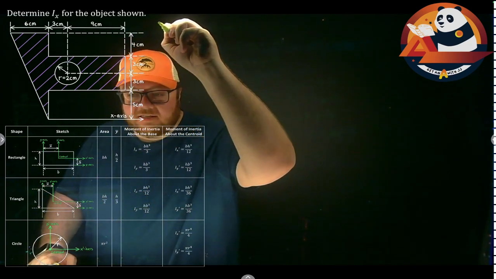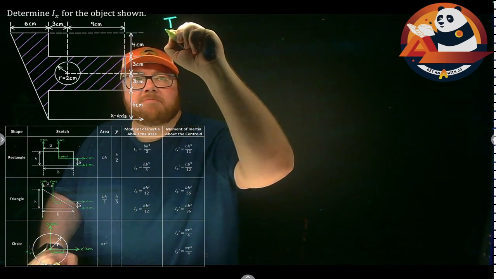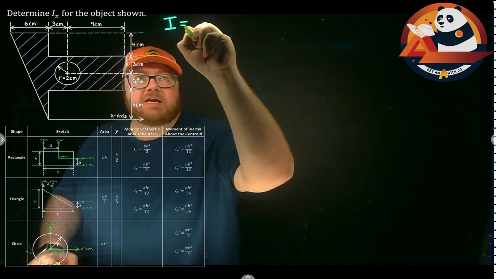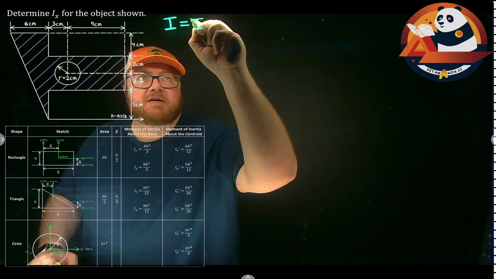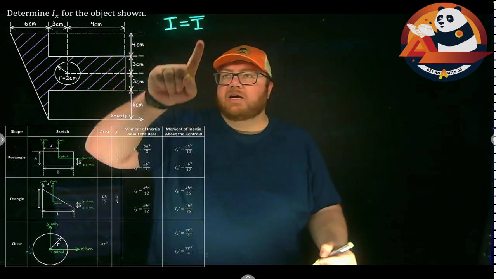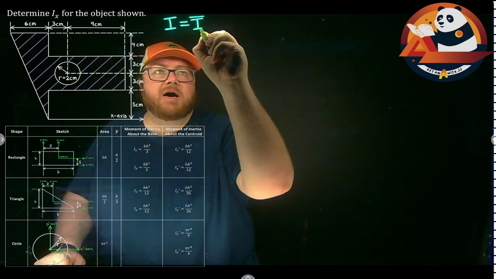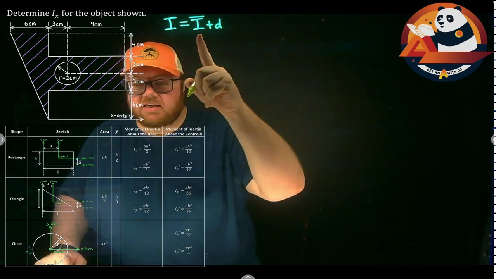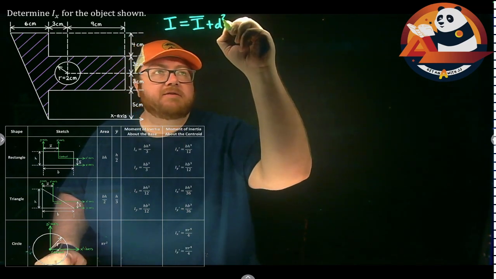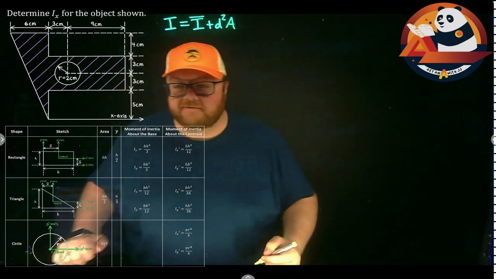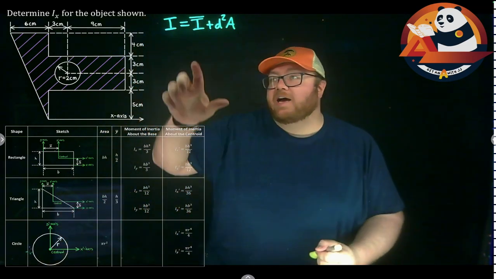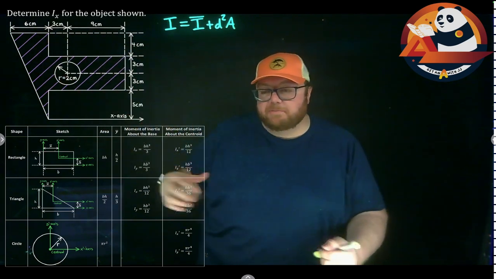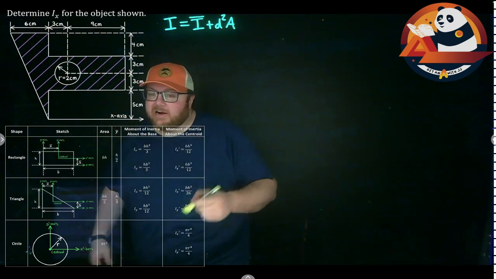The parallel axis theorem tells us our moment of inertia about any axis I want to take a look at equals my moment of inertia about the centroid of our object, I bar, plus the distance in between these two axes squared times the area. So if I'm dealing with that, I'm going to have to break this up into pieces, and then I can start trying to apply this into each individual piece and just add it all up at the very end.